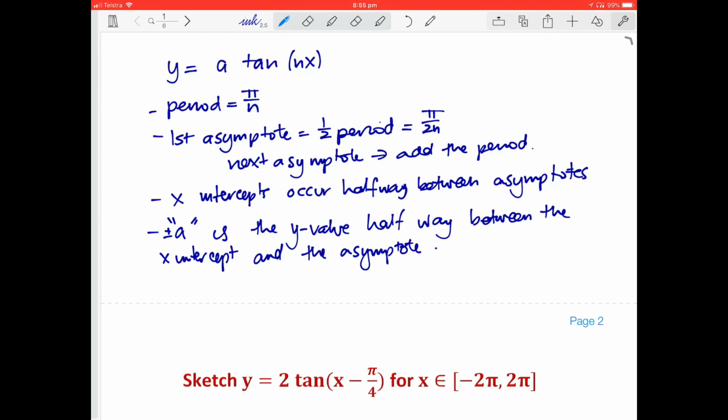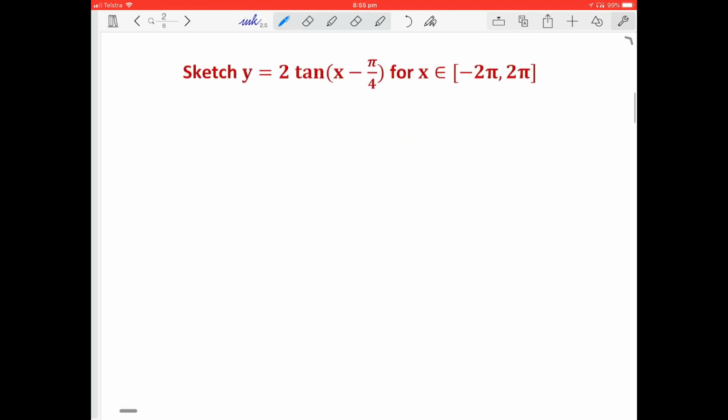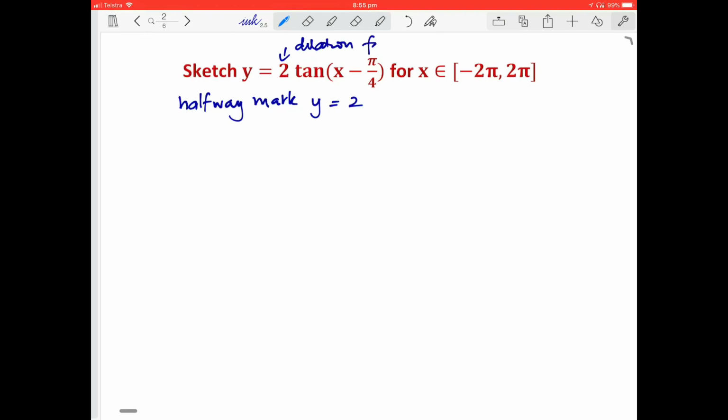Now, let's have a look and see if we can apply it to this. So, we want to sketch a graph. We want it between negative 2 pi and 2 pi. Now, remember, it doesn't have an amplitude. So I'm going to say my halfway mark y is equal to 2 because we've got this dilation factor 2 from the x-axis.